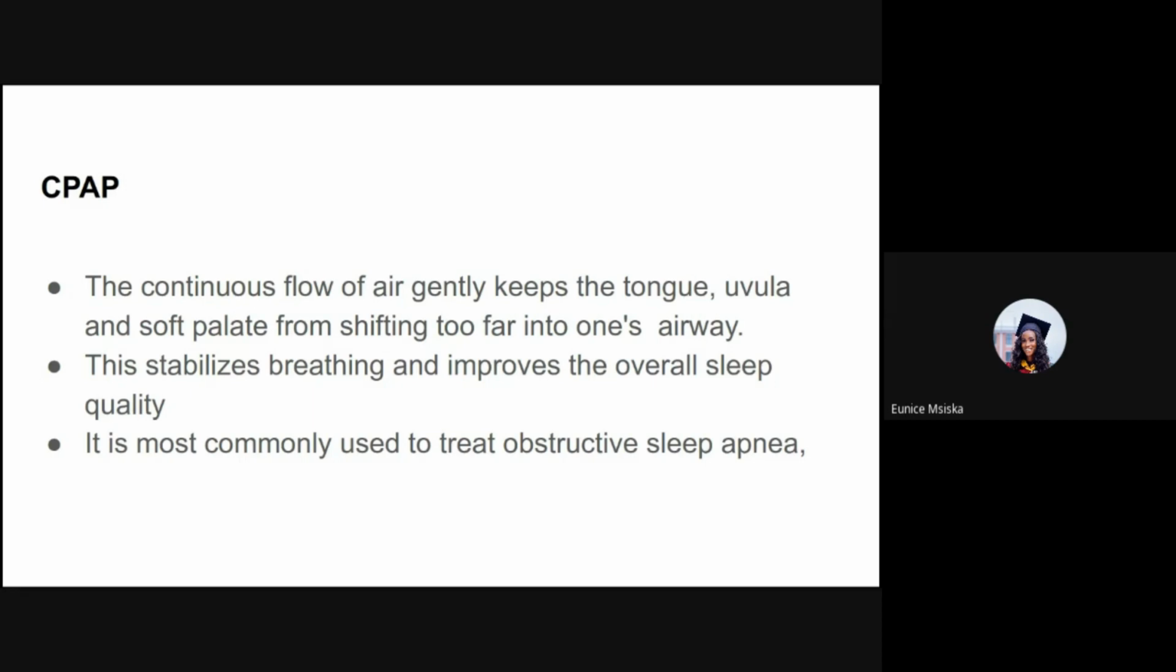So the continuous flow of air gently keeps the tongue, uvula, and soft palate from shifting too far into one's airway. This stabilizes breathing and improves the overall sleep quality, and it is most commonly used to treat obstructive sleep apnea.